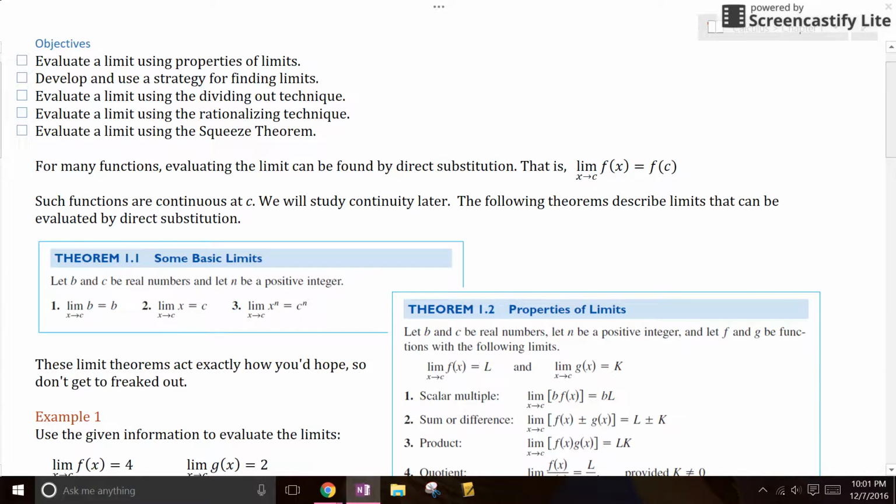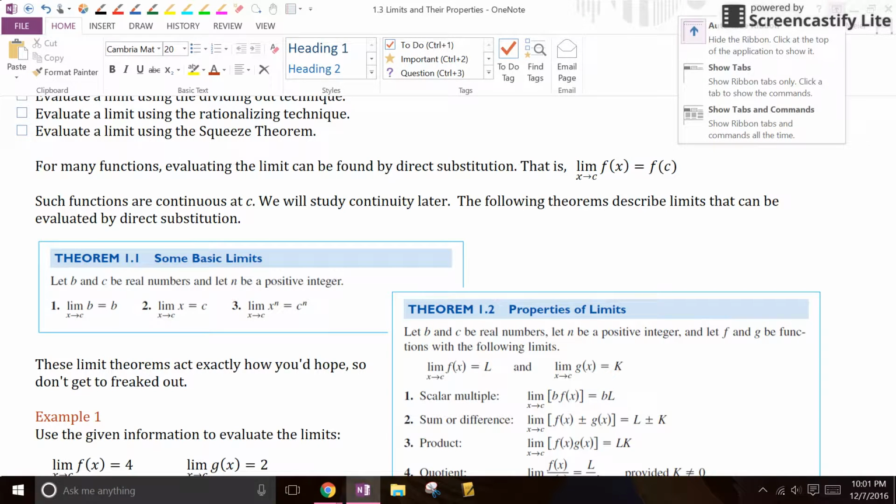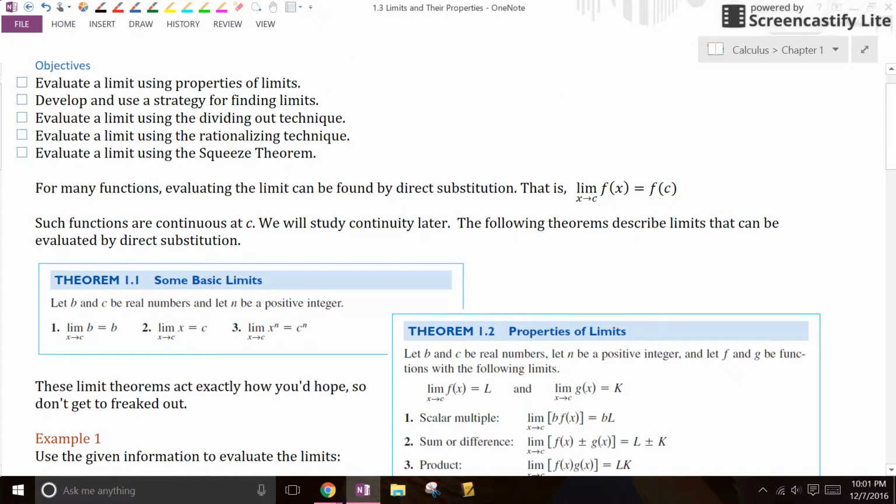So a lot of functions, you can evaluate the limit by what we call direct substitution. And direct substitution, not a bad thing. It's actually something kind of nice, and it makes our life a little easier. What that means is if you're going to evaluate the limit as x approaches c of a function, you might be able to just plug that value c into the function and get the limit. That means that the function was continuous at whatever number you were going at.